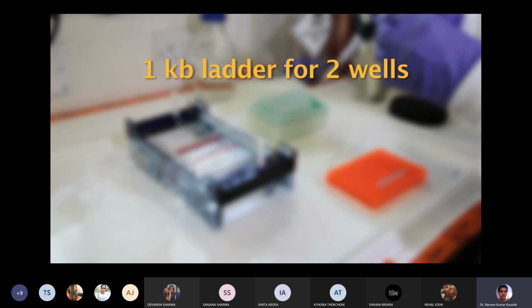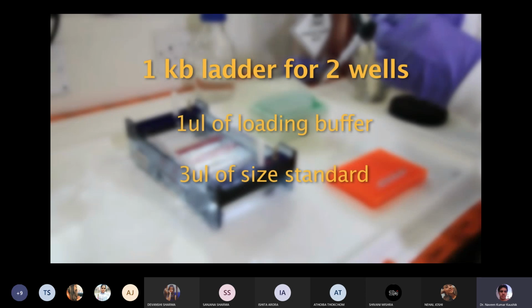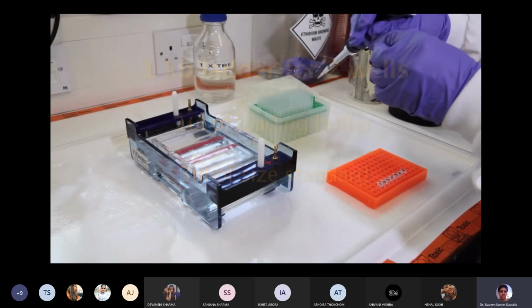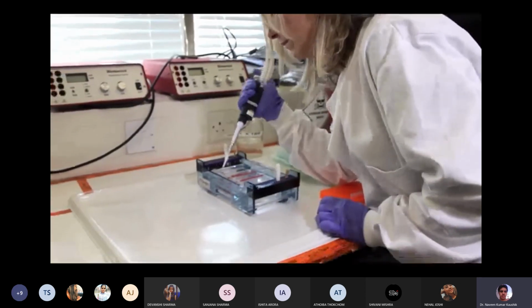So this is a ladder. That ladder will tell you the size of your DNA, just an approximation. A small size DNA you have loaded, and you know at which location it is going to be. So this is how the loading is happening in the gel.